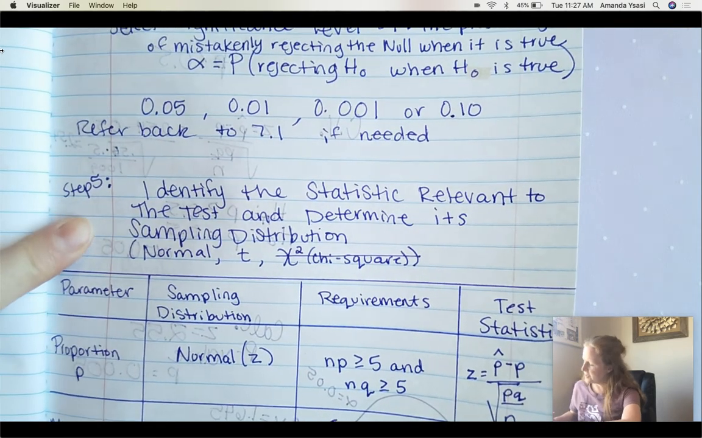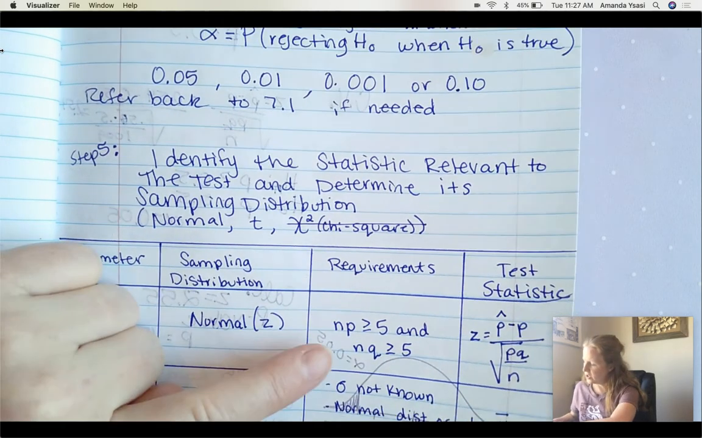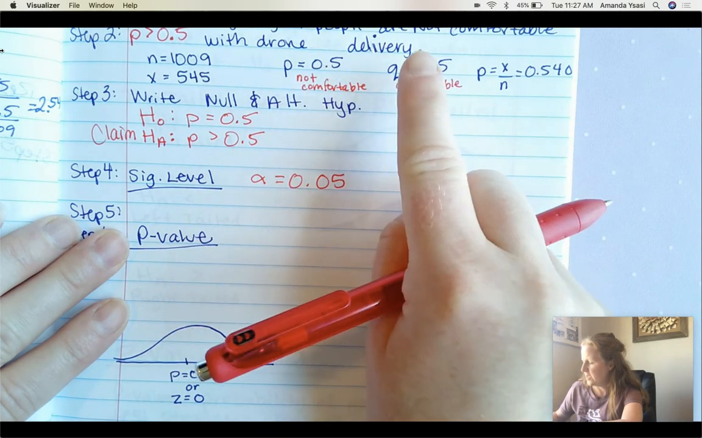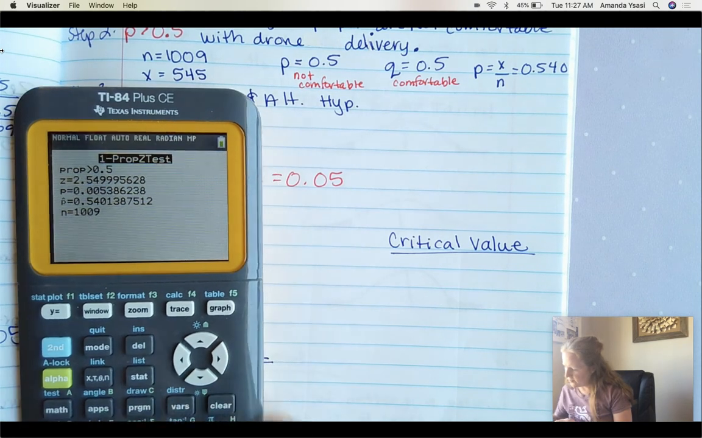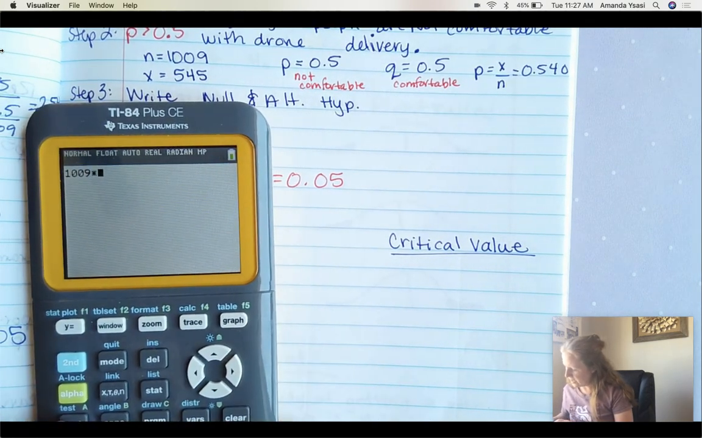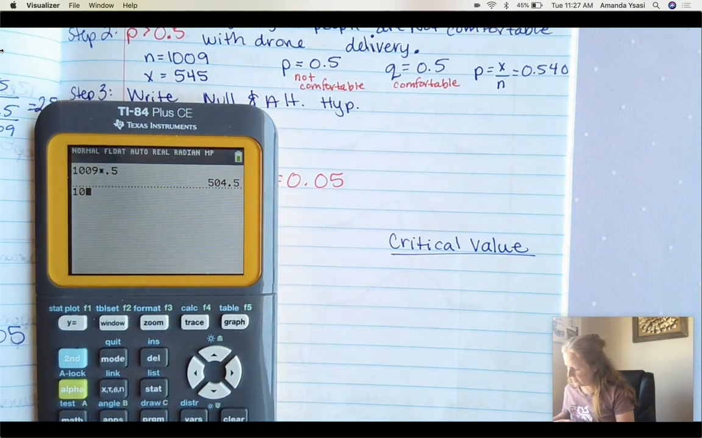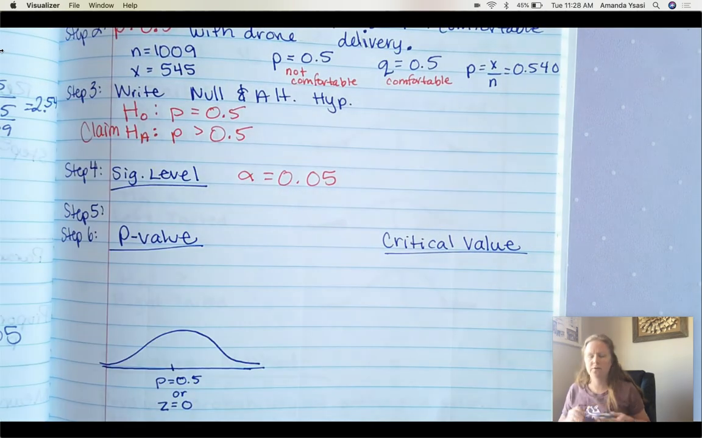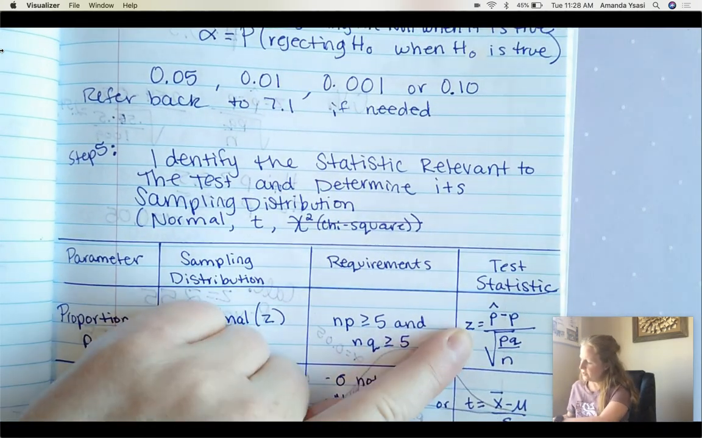Step 5. What is step 5? Identify the test statistic. We're doing proportion, so we're going to use our normal z. So we need to check those requirements. The requirements are np and nq. We know that's going to be more than 5, because if we do 1,009 times 0.5, that's 504.5, and then 1,009 times 0.5 again is 504.5. Okay, so those requirements are met. So now do your test statistic.